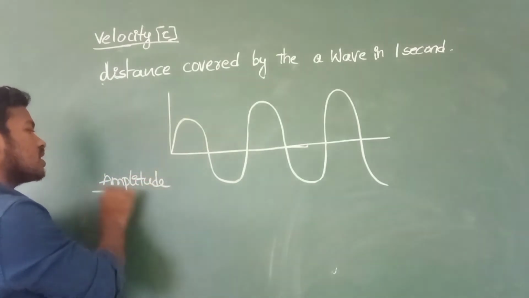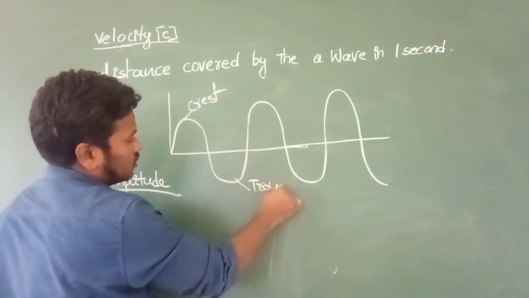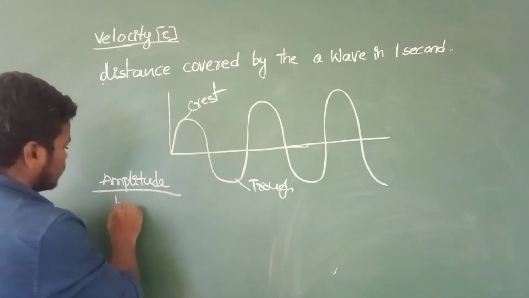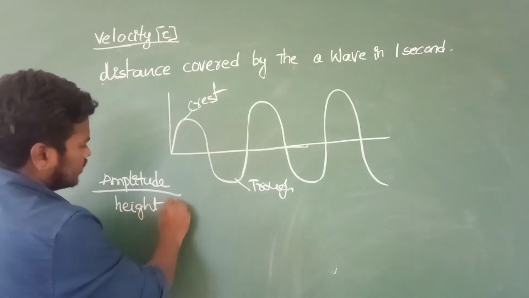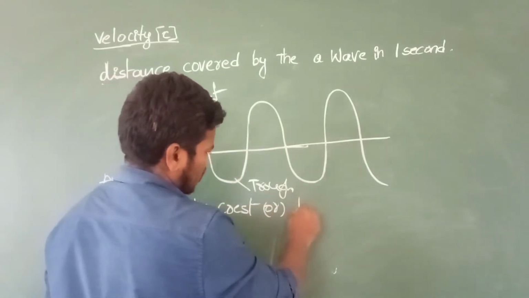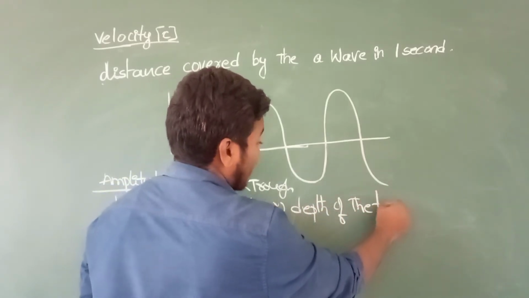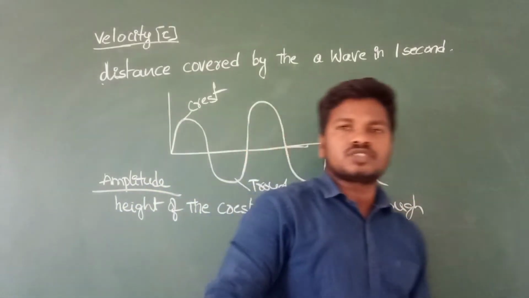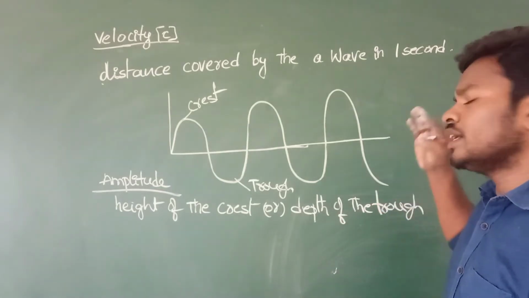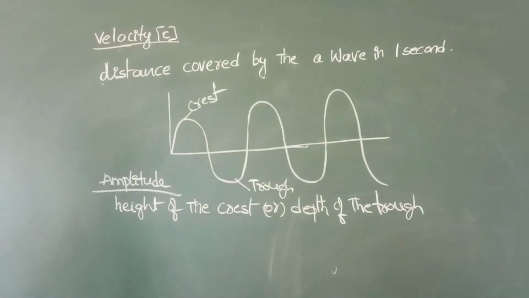This amplitude is talking about the height of the crest. So this is the crest. You can write height of the crest or depth of the trough. Amplitude is different for different waves. In some places the crest will be high, in some places the depth of the trough will be high. So amplitude is different.